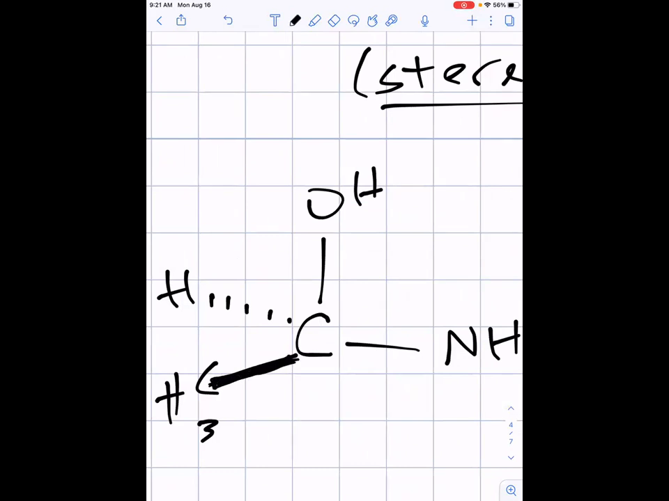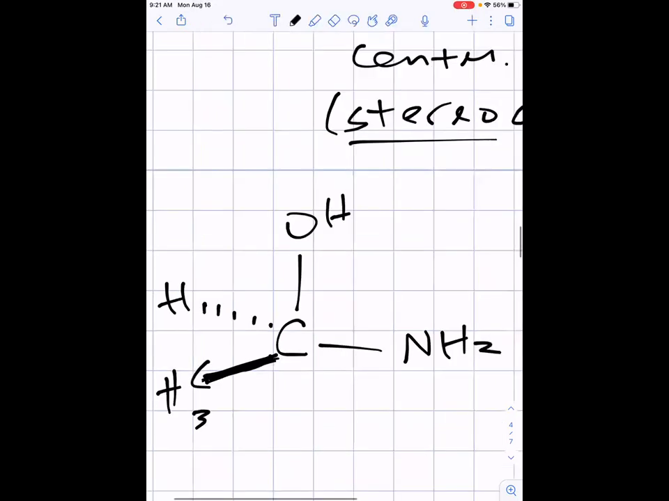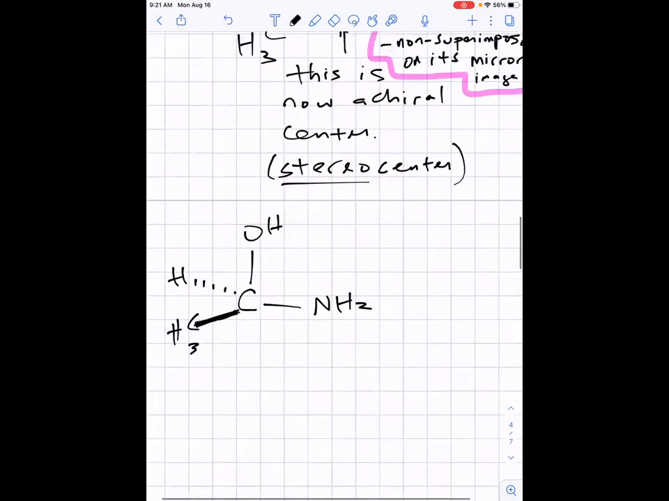If you built a model of a tetrahedron, you could see exactly what I mean. One of the groups is going to be coming out, one is going back into the page, one is pointed up vertically, and one is on a horizontal line, like the NH2 that's shown. I'm going to shrink that down some so I can actually put in the mirror image.